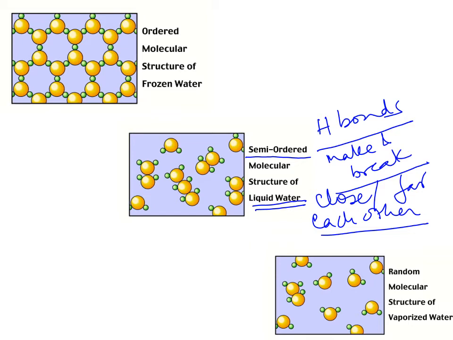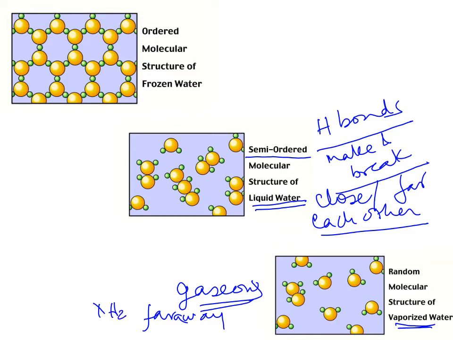When it is in vaporized or gaseous state, they are only far away, and there are no hydrogen bonds holding them. They are far away, and very rarely, very few hydrogen bonds can hold. Whereas when you have frozen water, they are in a very ordered molecular structure, equidistant from each other.